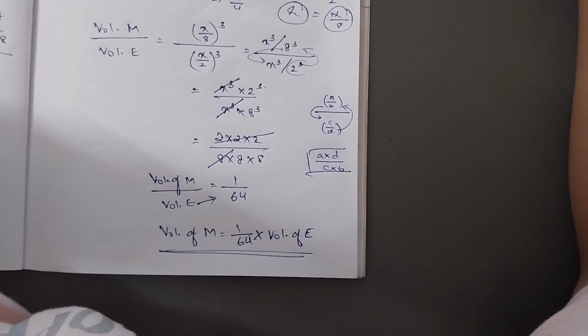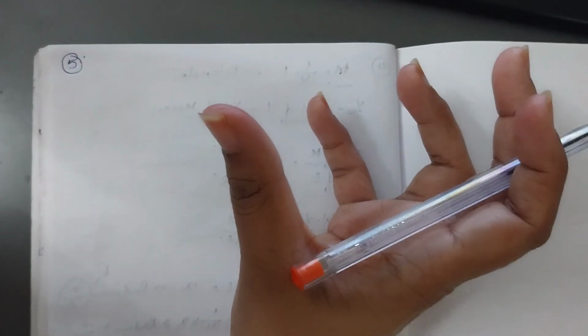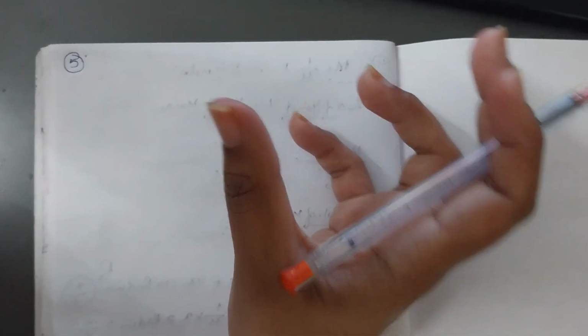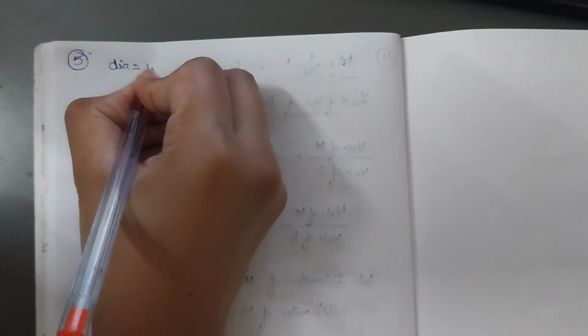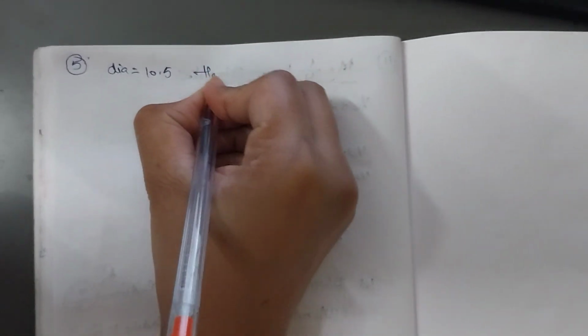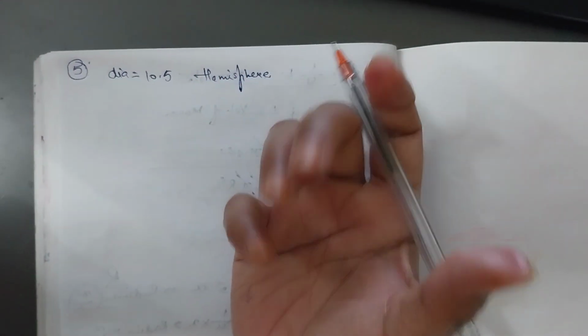Okay, so now moving on to the next question. From here onwards we are starting questions with respect to the hemisphere. So here it says, how many liters of milk can a hemispherical bowl of diameter 10.5 centimeters hold? The diameter is given to me as 10.5 and it is talking about the hemisphere. The quantity of liquid, how many liters is being stored, means it is talking about the volume.